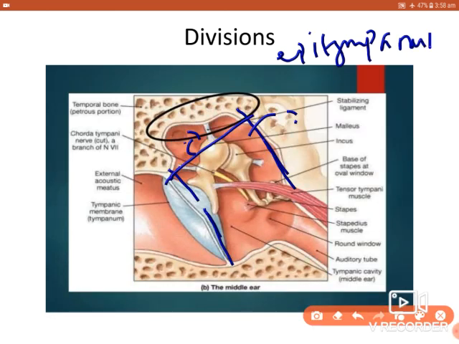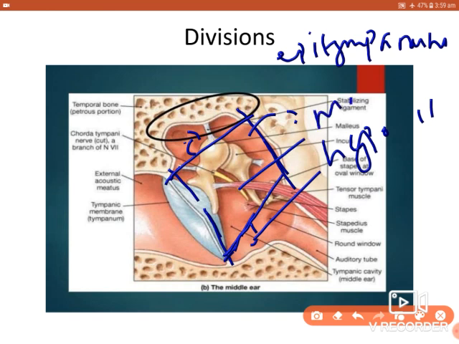Epitympanum. Then from the lower end of the tympanic membrane, an imaginary line goes towards medially. The part below this is the hypotympanum. The middle part is the mesotympanum. So the mesotympanum and the hypotympanum form the tympanic cavity. The epitympanum is also named the epitympanic recess.